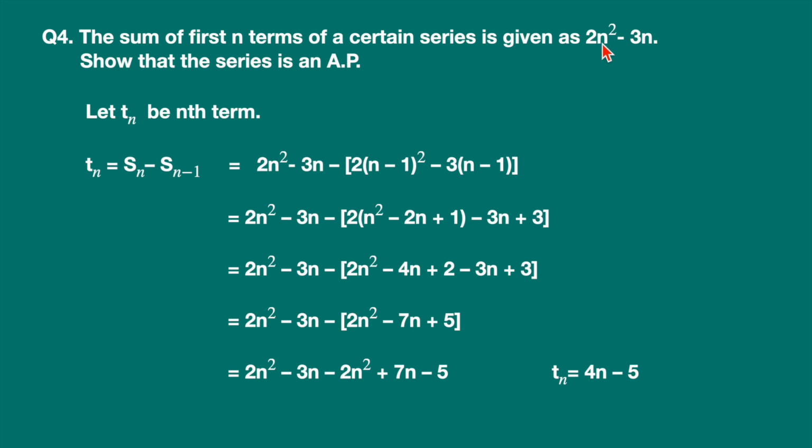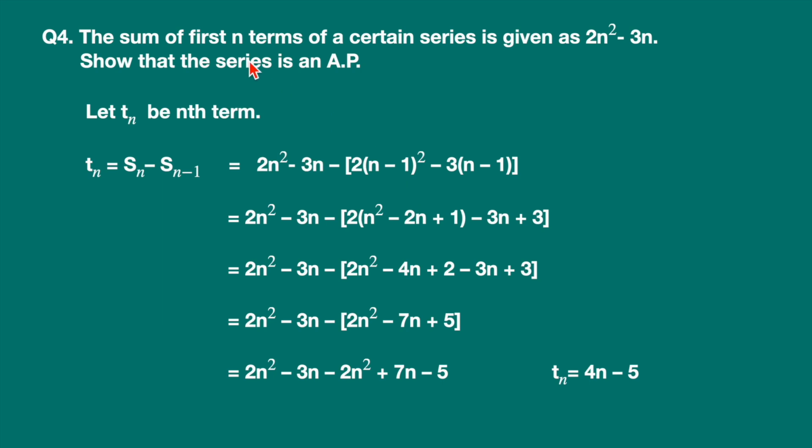Now let's write down Sn. They've given 2n square minus 3n. In place of n, put n minus 1. So minus 2 into n minus 1 the whole square minus 3 into n minus 1. Now you can simplify this. Very simple. Open the bracket. This is a perfect square. Open the brackets and simplify. You will get the value of Tn as 4n minus 5.